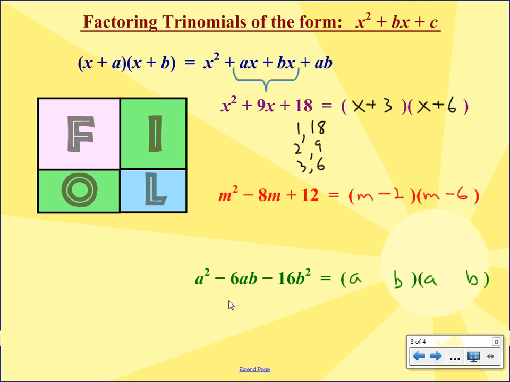We place one in each. Does order matter when you're multiplying? Of course not. So we can place either one either place. So I'm going to do a plus 2b and a minus 8b. And now we have that very nicely factored. Everybody okay? Okay, excellent. Good for you guys.